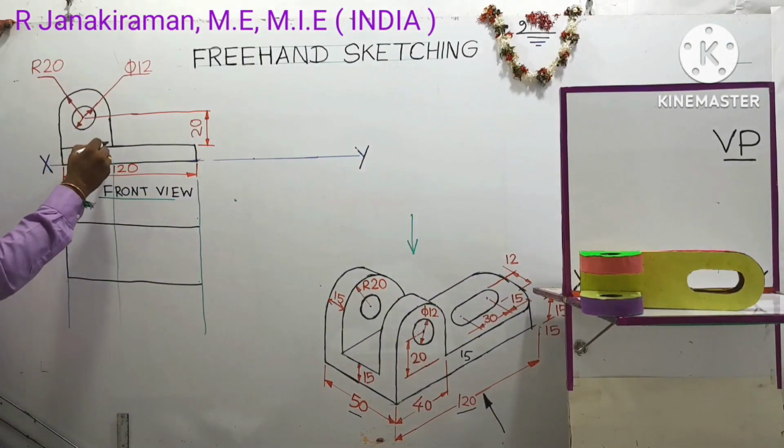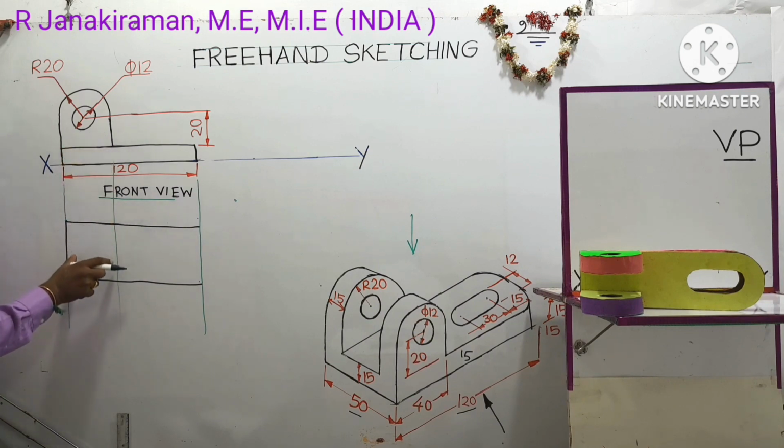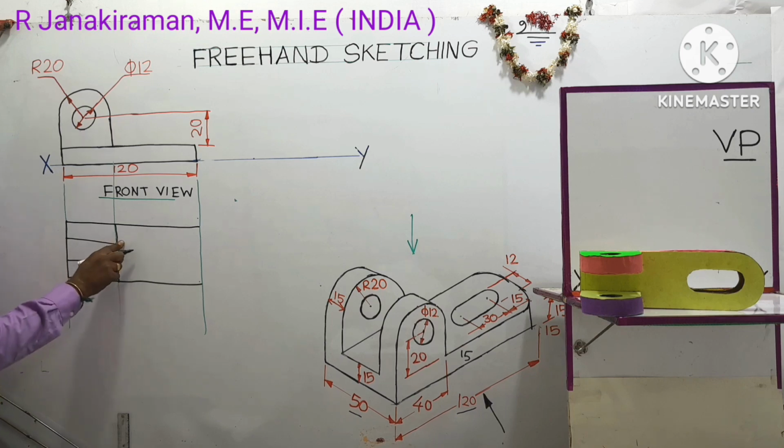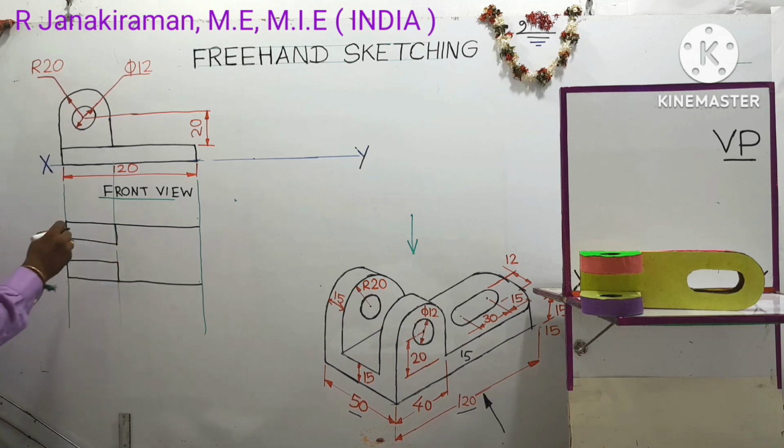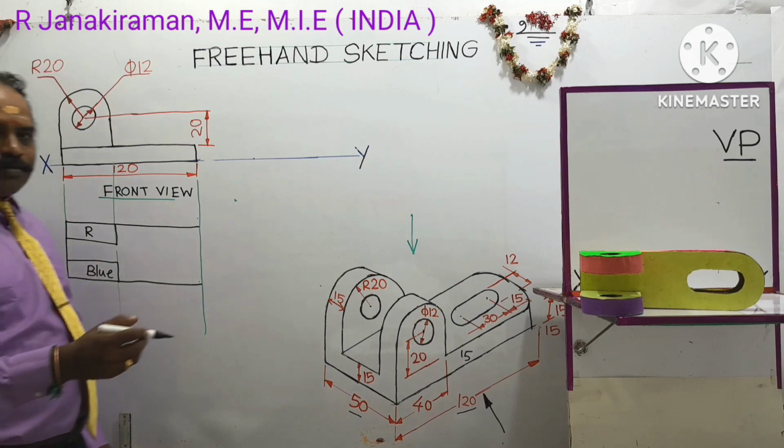From the front view, we have extended this line. This is the 40 mm. This 40 will be the same as this top view distance also. So here you draw one line. This is the red color portion. This is a blue color part.